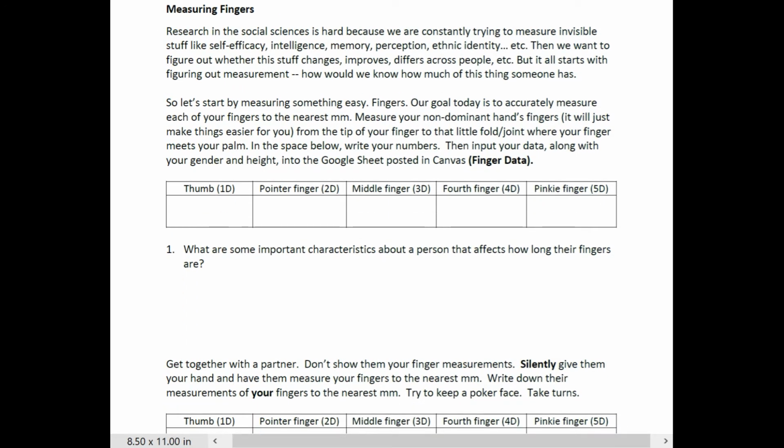Now take a moment and reflect. What are some important characteristics about a person that you think can affect how long their fingers are? There are no right or wrong answers here. Just make note of some of the things that come to mind. Maybe discuss this with classmates.